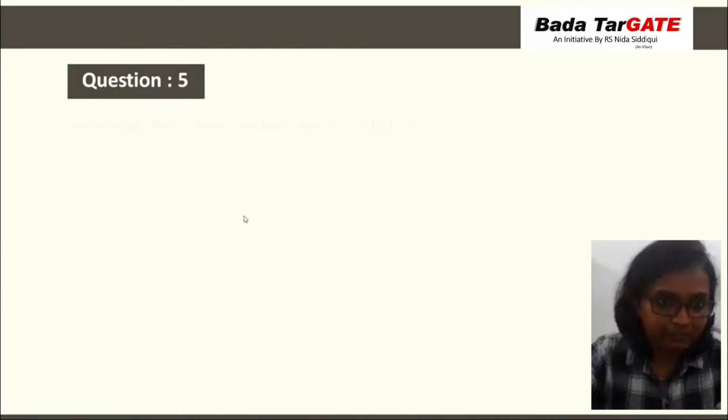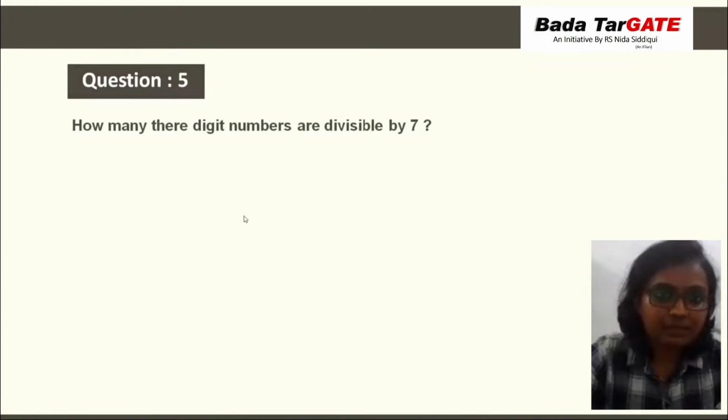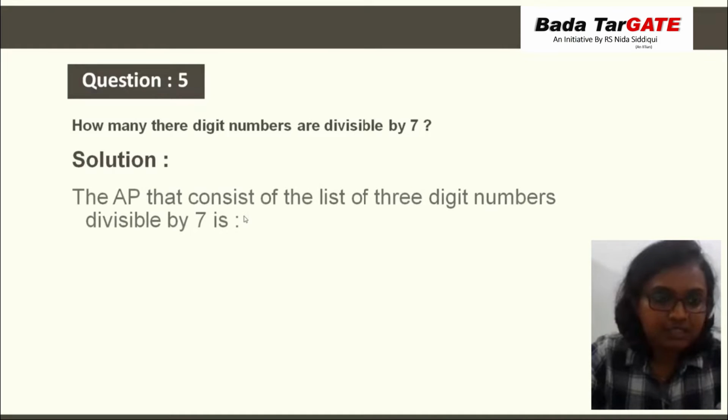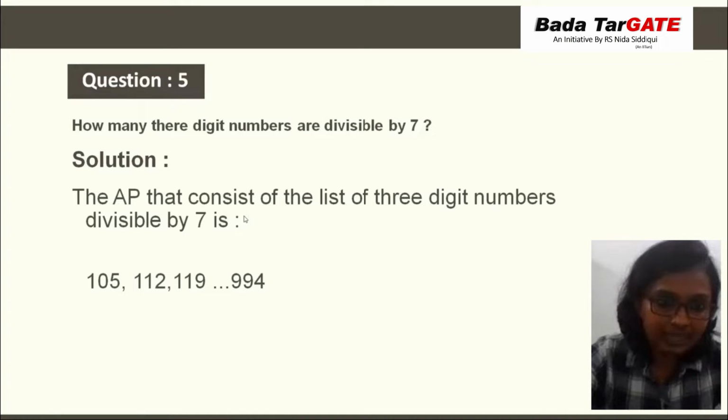Coming to question number 5. How many 3-digit numbers are divisible by 7? To find that, first we need to find the AP which consists of the list of 3-digit numbers divisible by 7. So the AP will be 105, 112, 119 up to 994, which is the last term of the AP, the last 3-digit number which is divisible by 7.